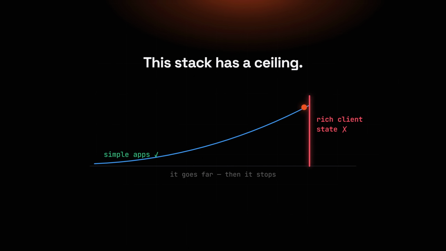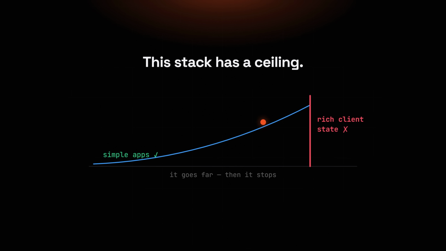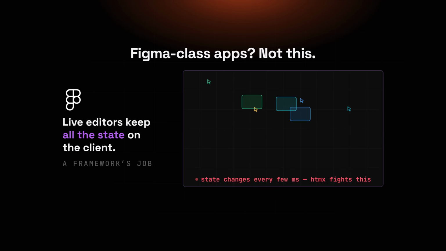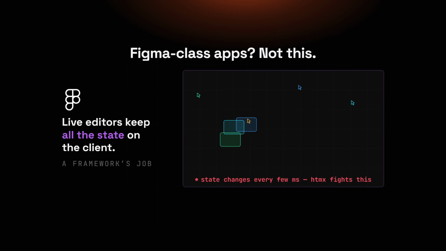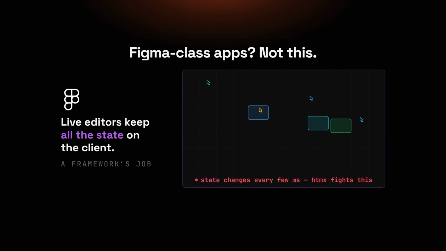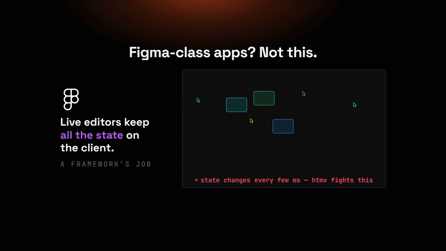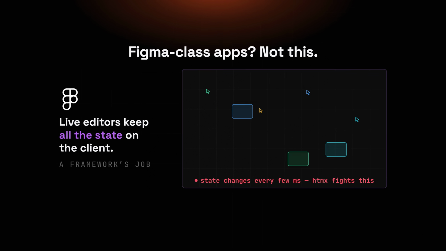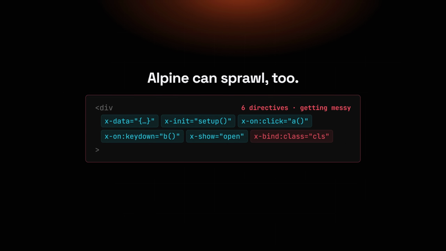Now the part most of these videos skip. This stack has a real ceiling, and pretending otherwise would be dishonest. HTMX and Alpine are not a universal answer to everything. If you are building something like Figma, or a live collaborative editor, where a huge amount of state lives on the client and changes every few milliseconds, HTMX will fight you the entire way. That is exactly the job a heavy client framework exists to do, and Alpine has its own edge.